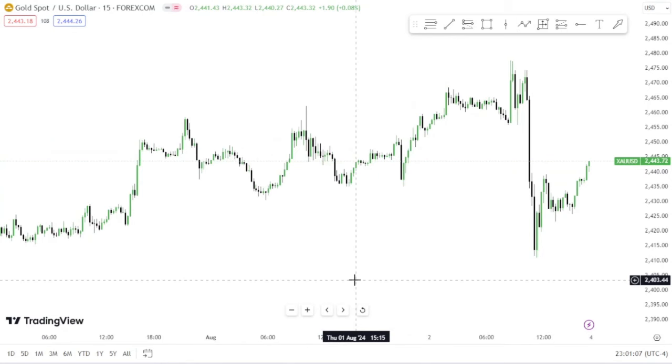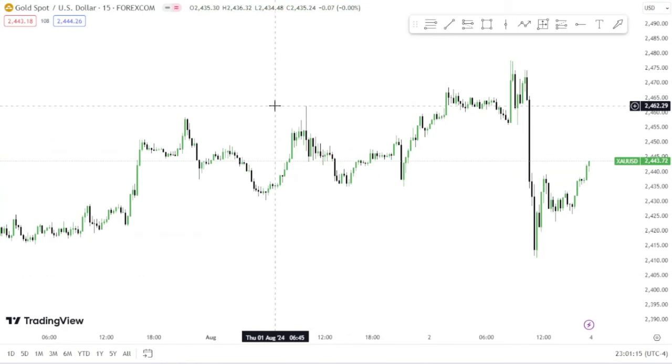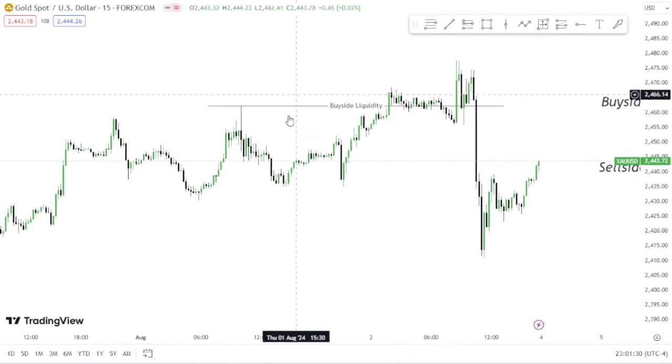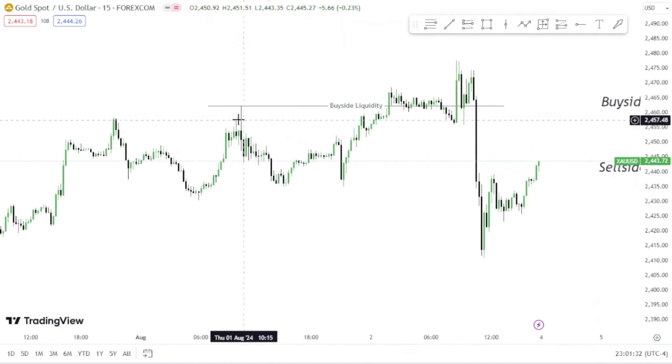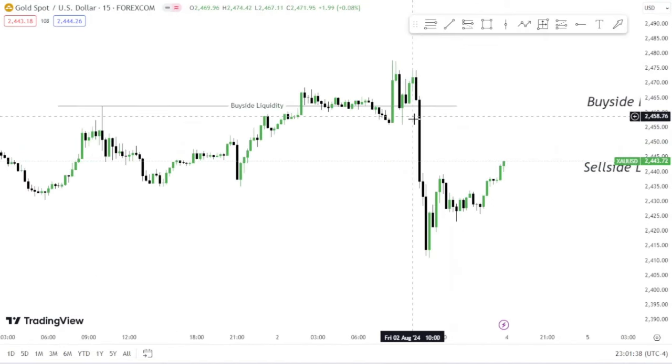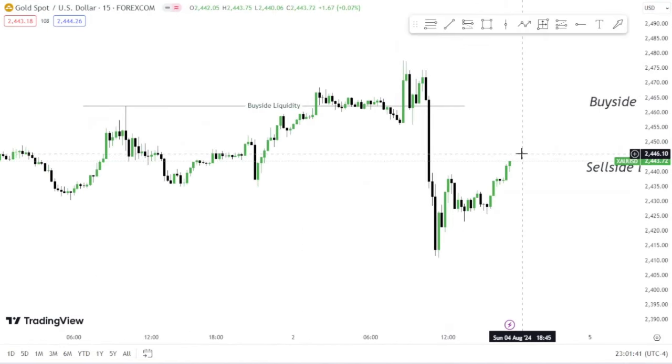Now I am on the 15-minute time frame. See, this is a high. There is buy side liquidity. You can see this is a 15-minute time frame, and the market took this liquidity because it was an all-time high, and it moved down, giving us a strong market structure shift.